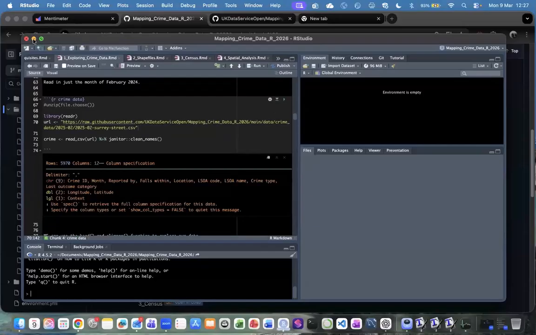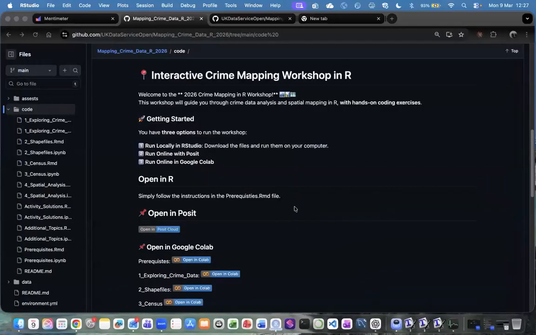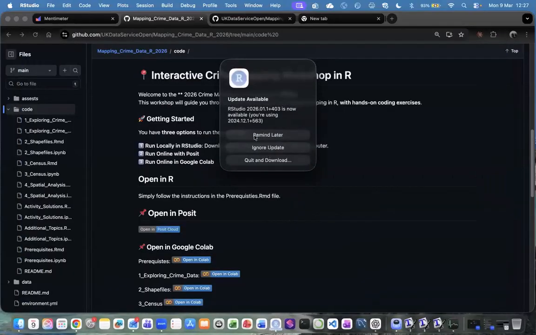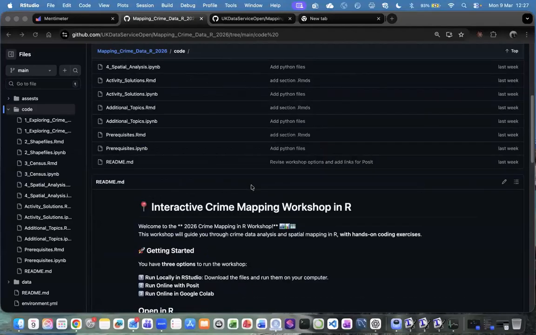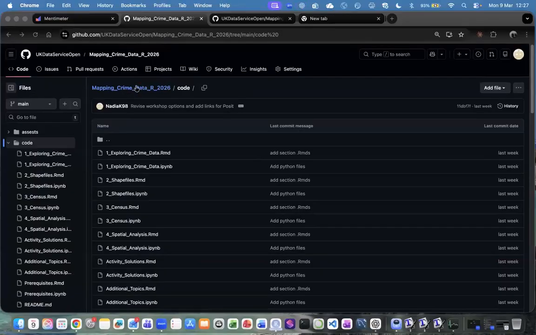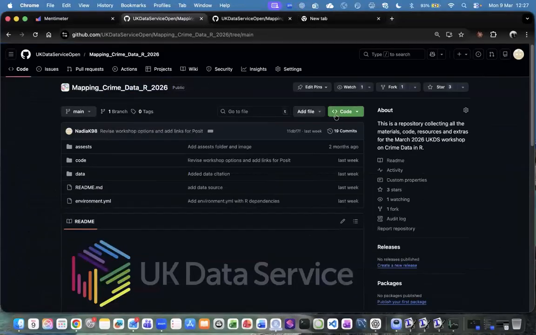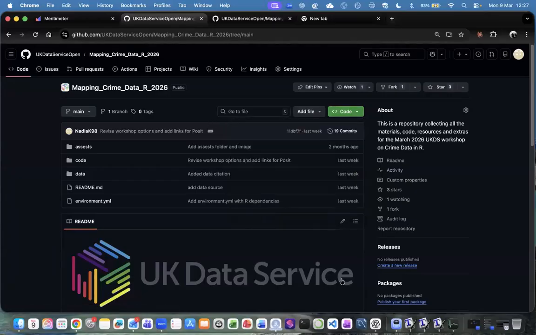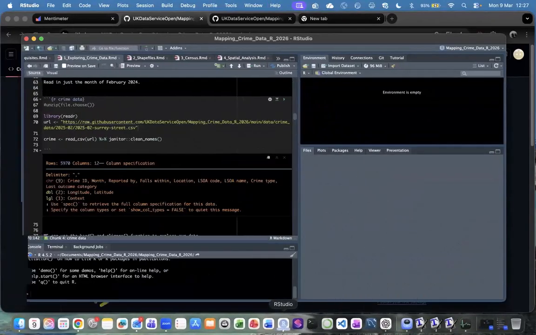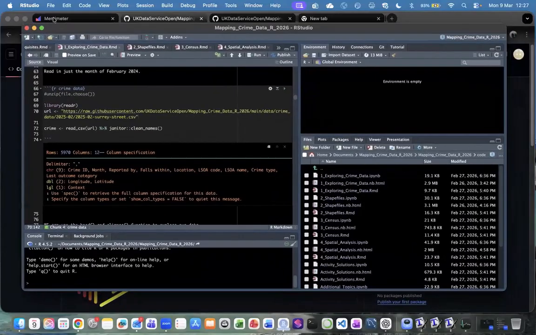So if you go ahead and open up RStudio like so, this would be the way that I recommend that everyone does this. Oh, there's always an update needed with R. But what you want to do is simply click the big green code button and copy the HTTPS link. By cloning this repository, any changes that I make here, you will have access to on your own computer.